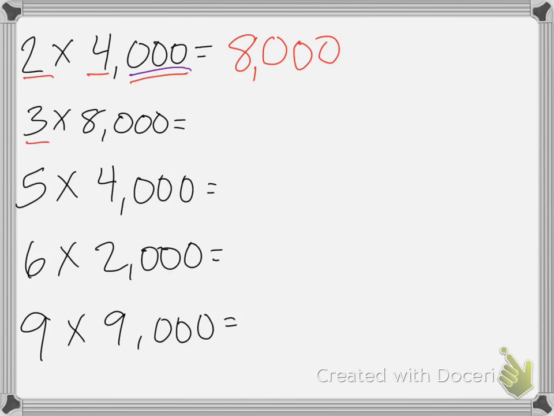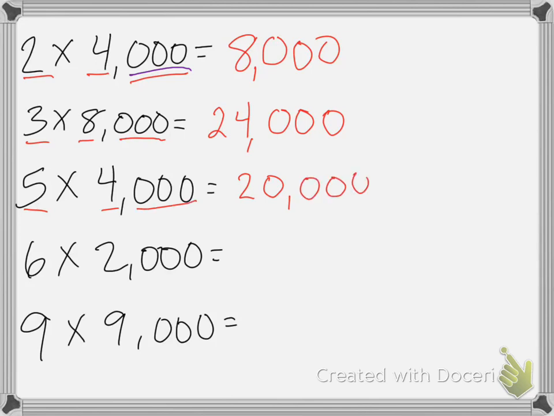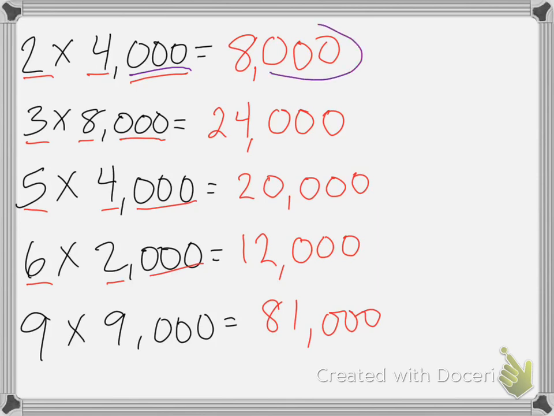Okay. 3 times 8 is 24, and then add the 3 zeros. 1, 2, 3. 5 times 4 is 20. Then you add the 3 zeros, 1, 2, 3, so 20,000. 6 times 2 is 12, then add the 3 zeros, 1, 2, 3. So the answer is 12,000, okay? And this one is going to be 81,000. So all of these numbers, I added 3 zeros to the end of the answer.